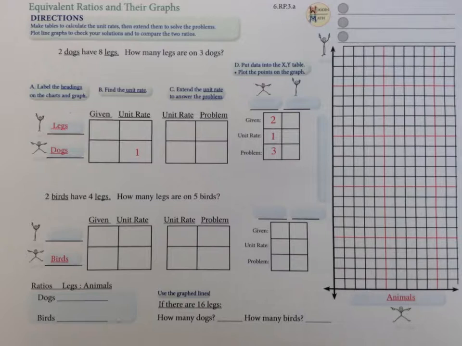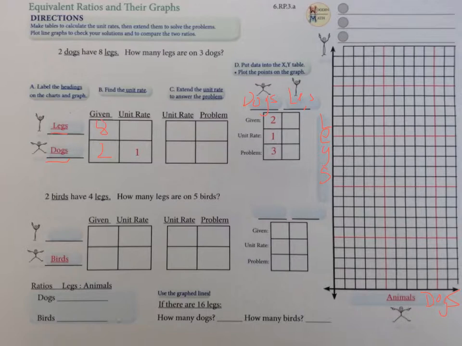Let's start out by labeling the headings on the charts and the graph. So we're comparing dogs and legs. On the x-axis of the graph, we're going to label dogs. And on the y, we're going to be talking about legs. It gives us that 2 dogs have 8 legs.